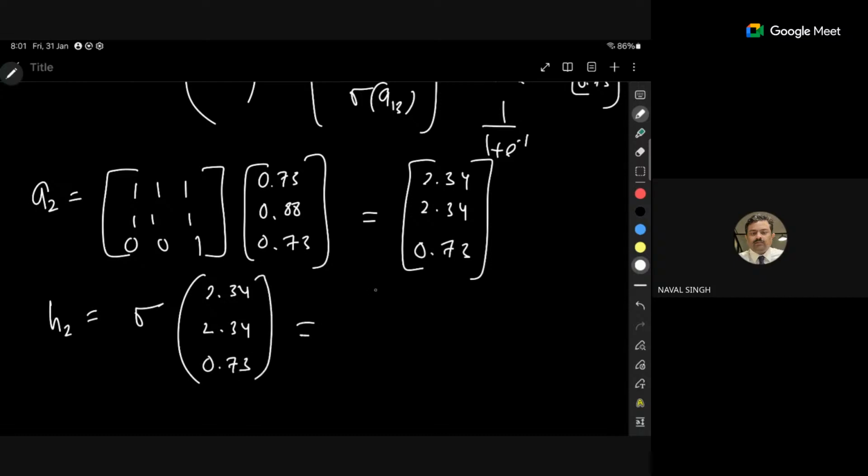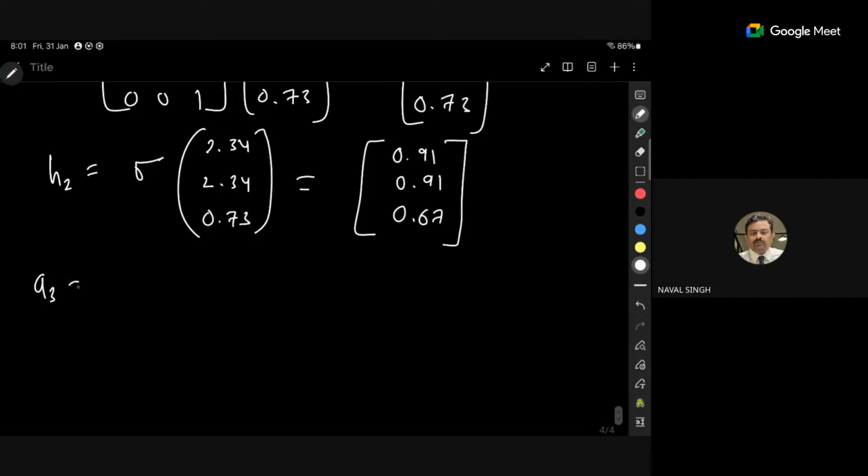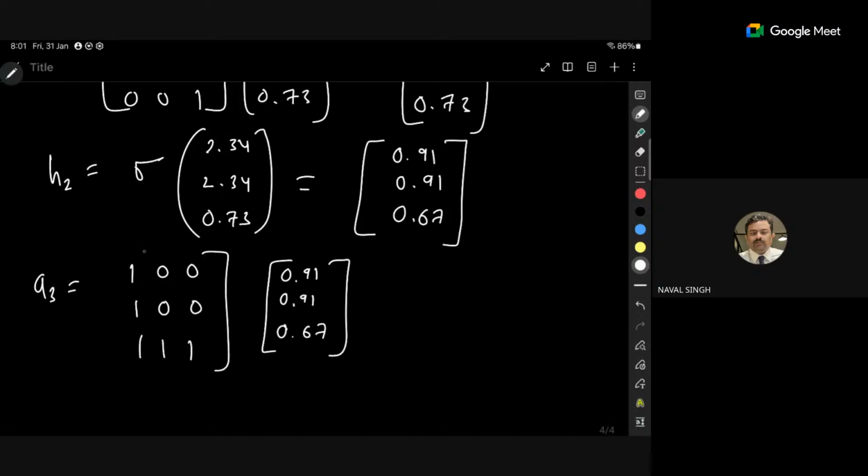Something like this, I will get the output as 0.91, 0.91, 0.67. Okay, so this I got as H2. Then I'll compute A3. A3 uses what I have as 0.91, 0.91, 0.67, and I'll multiply with the weights. So the weights are 1, 1, 1.